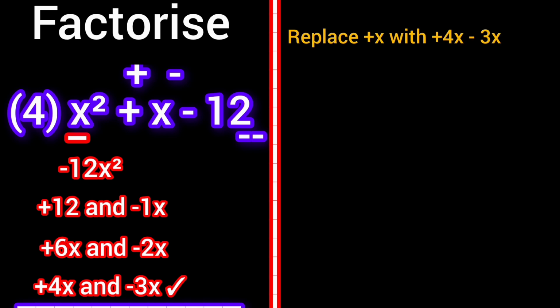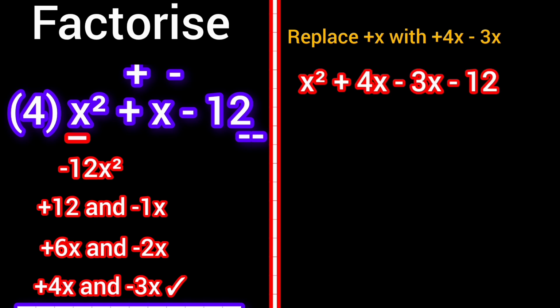Let's replace 1x, or plus x, with what? Plus 4x minus 3x, since plus 4x times minus 3x will give us minus 12x squared, and plus 4x minus 3x is going to give us what? 1. Then we are going to have x squared plus 4x minus 3x minus 12. Then we have open bracket x squared plus 4x close bracket minus open bracket 3x minus 12 close bracket.